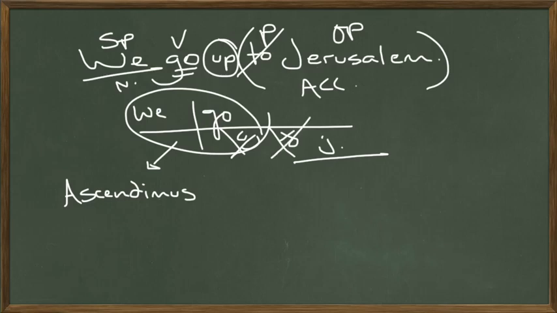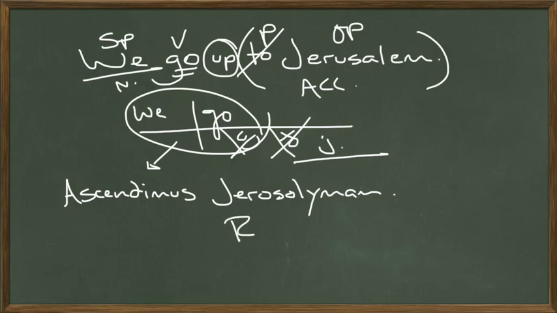So this five-word sentence is going to become a two-word sentence in Latin. Latin often is much more concise than English. Okay, we go up to Jerusalem. That would be ascendimus. There's multiple ways to spell Jerusalem in Latin. I'm going to go with what William Dodds used. Hierosolimam. Ascendimus Hierosolimam.